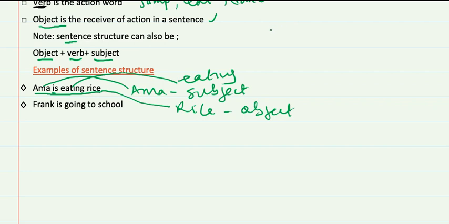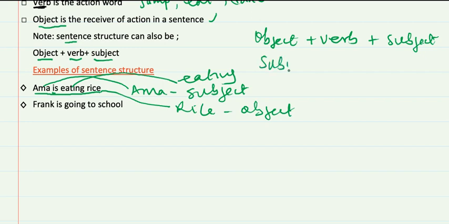So anytime we are writing sentences in maybe an essay or anything, the basic form is subject plus verb plus object.